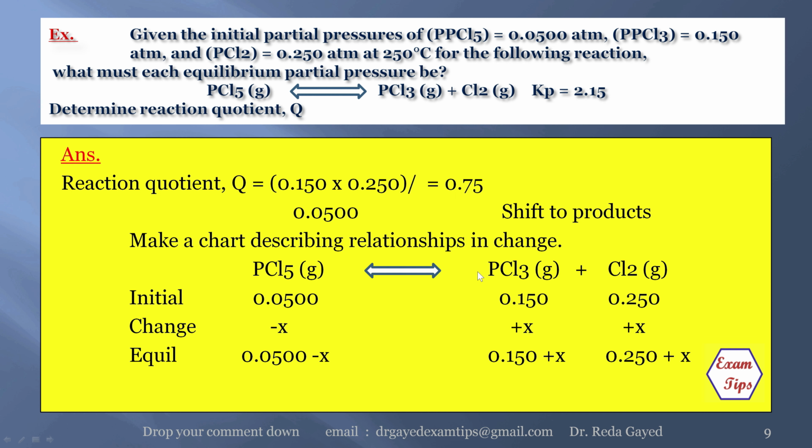That's why this is the importance of the balanced chemical equation. You have to take this into consideration. Chlorine as well. This is the second product and it will increase its partial pressure by plus x. So at equilibrium, initial plus change. It is 0.05 minus x, and this is 0.15 plus x. This is 0.25 plus x.